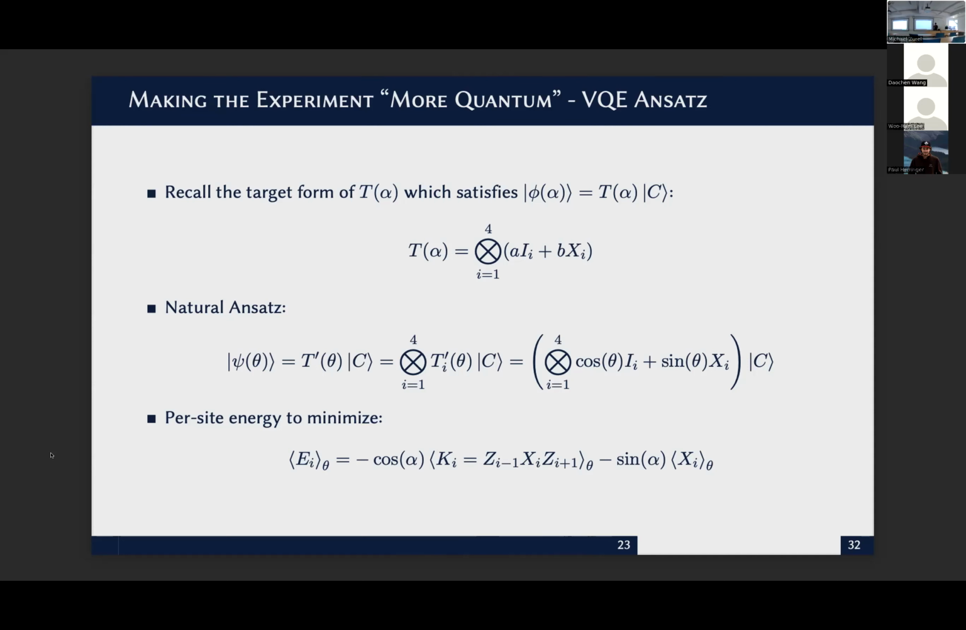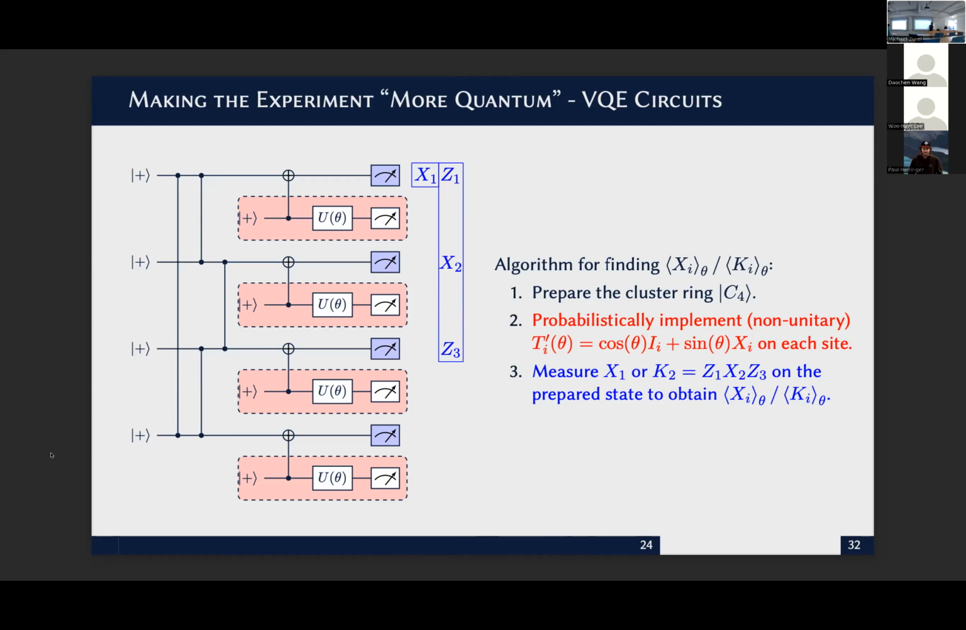Instead, we have a probabilistic implementation that will implement the correct form of T prime if this measurement outcome gives the correct value. And having prepared that ground state of interest, one can then measure, say, either X or ZXZ, at whatever location in the ring one wants, because it should be the same everywhere. And after averaging the experiment multiple times, one could obtain these expectation values as a function of this VQE parameter theta.